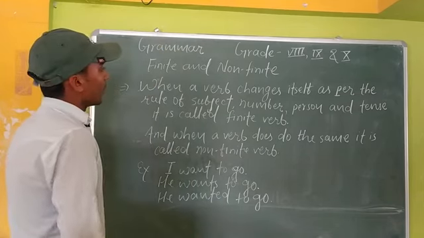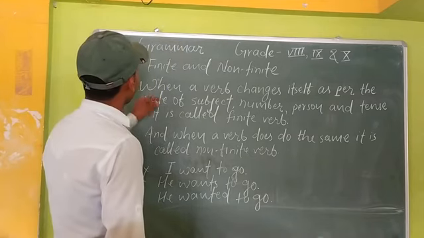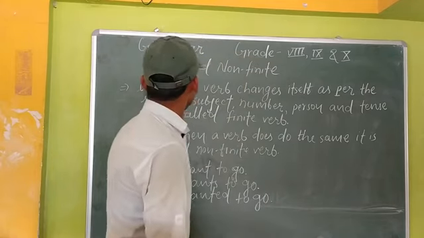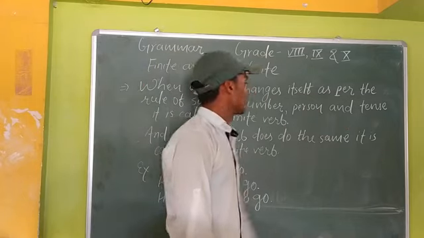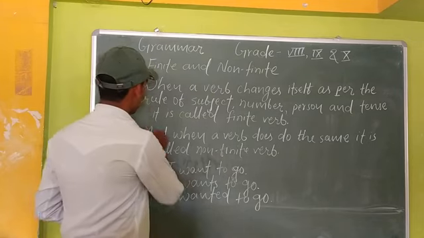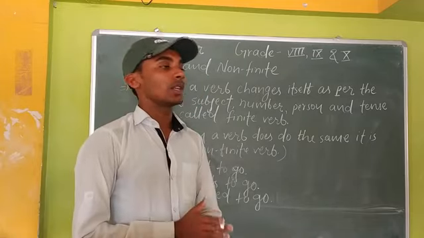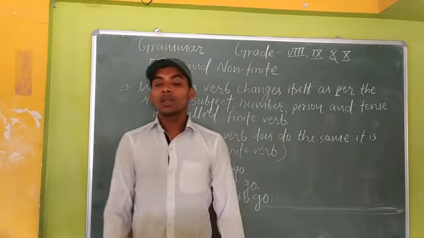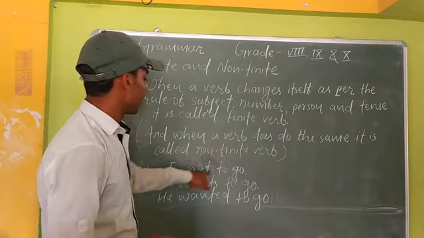Here, first go with the definition. What does the definition of finite and non-finite say? When a verb changes itself as per the rule of subject, number, person and tense, it is called a finite verb. And when a verb doesn't change itself as per the same subject, number, person and tense, on that occasion such a verb will function as non-finite.